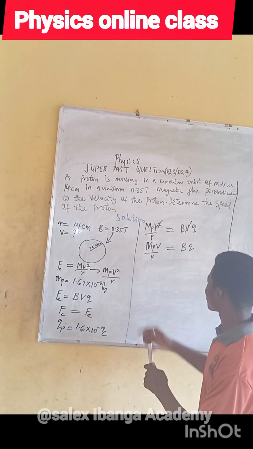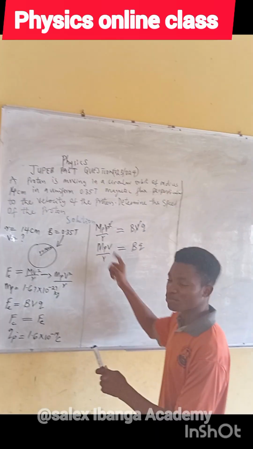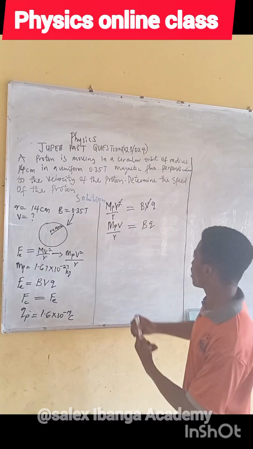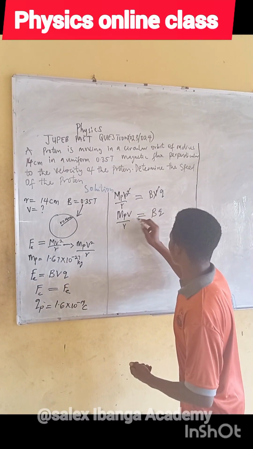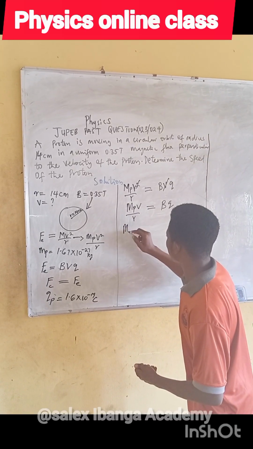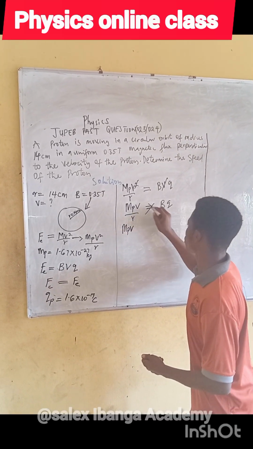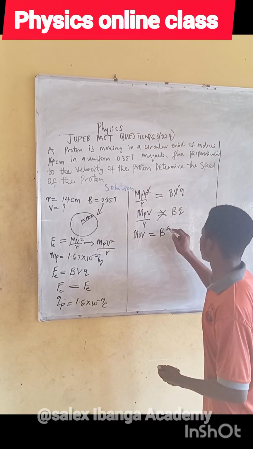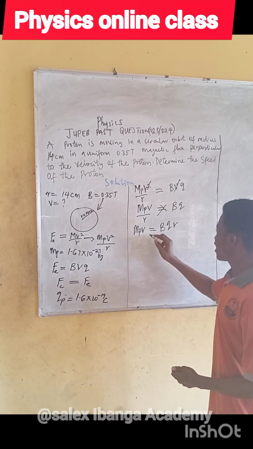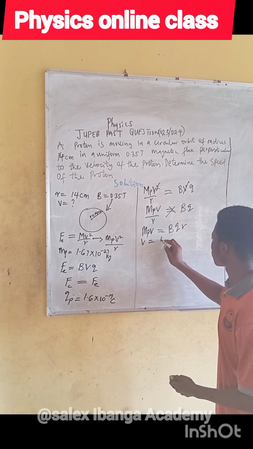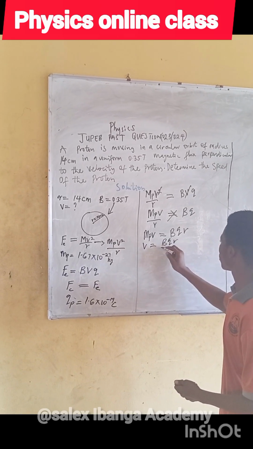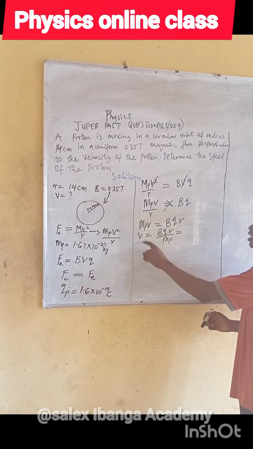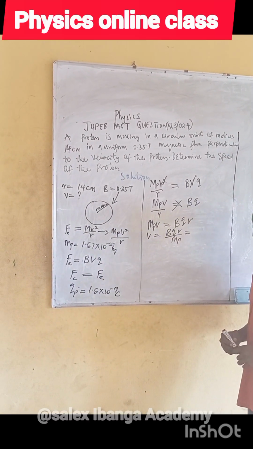So let's continue. I'm looking for V, because the question is to find the speed. Speed is the same thing as velocity, so I can make V the subject of the formula. From here, mv equals BQr. I cross multiply, and I can say that V equals BQr all over m. At this point, I've derived my V. Then I can substitute my values.